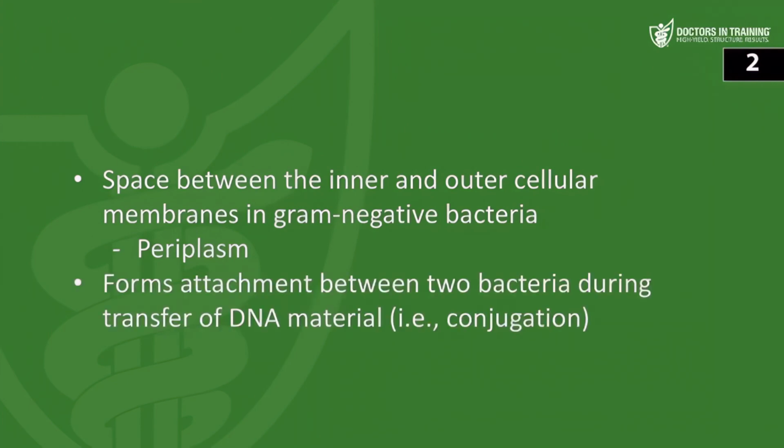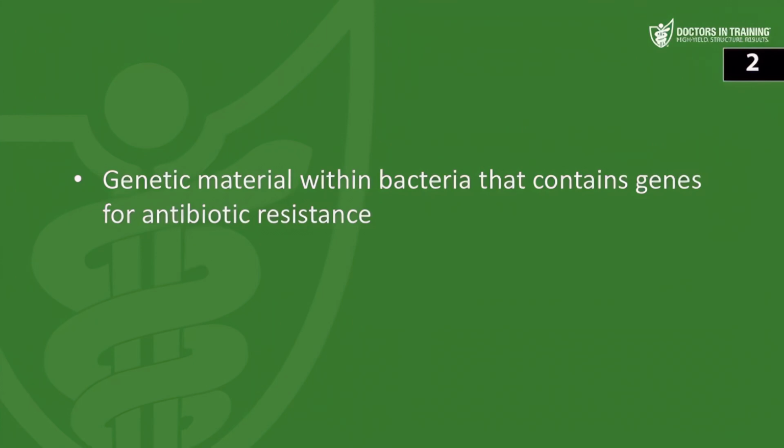Forms attachment between two bacteria during transfer of DNA materials. This is going to be the sex pilus or the F pilus. Genetic material within bacteria that contains genes for antibiotic resistance. That's going to be the plasmid. All right, that's it for the warm-up. Let's get to that lecture now.